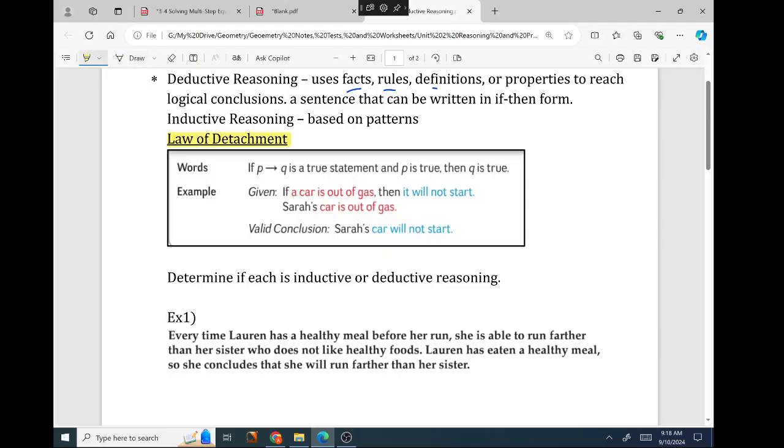All right. So we got a couple new words here, and you can throw things out like this and say, oh, that's the law of detachment. And then no one will know what you're talking about, and then you can sound smart in front of them. The law of detachment says this: if P, then Q is a true statement, and P is true, then Q is automatically true.